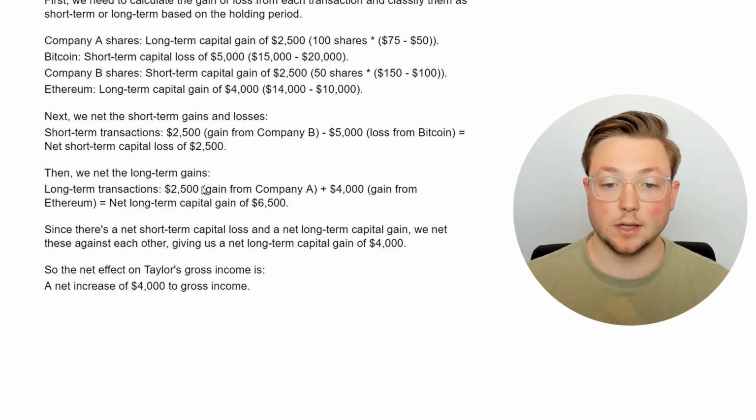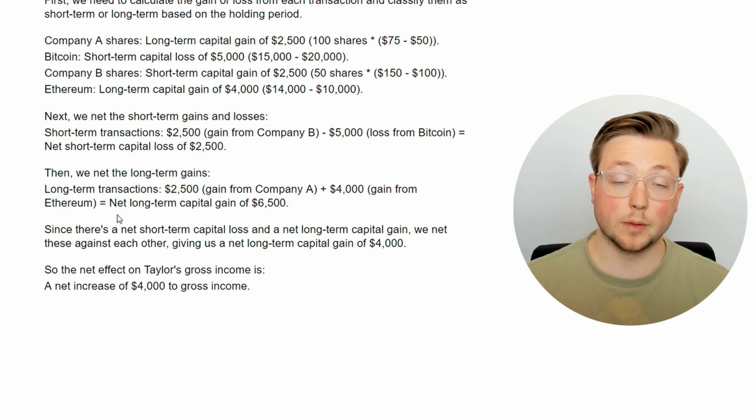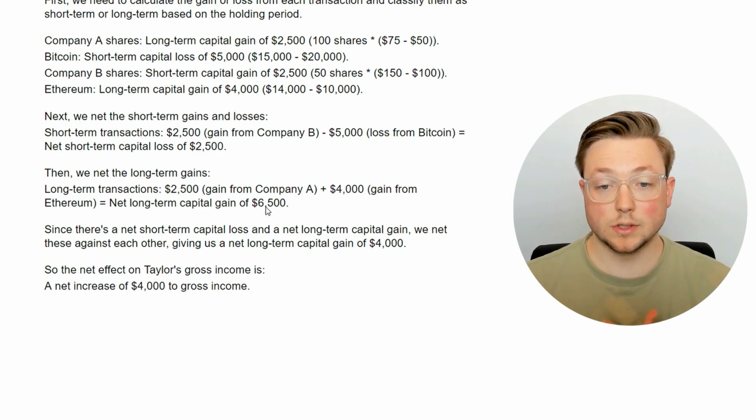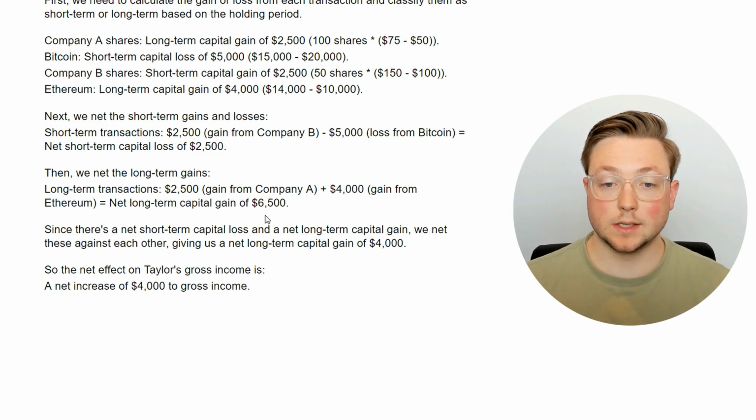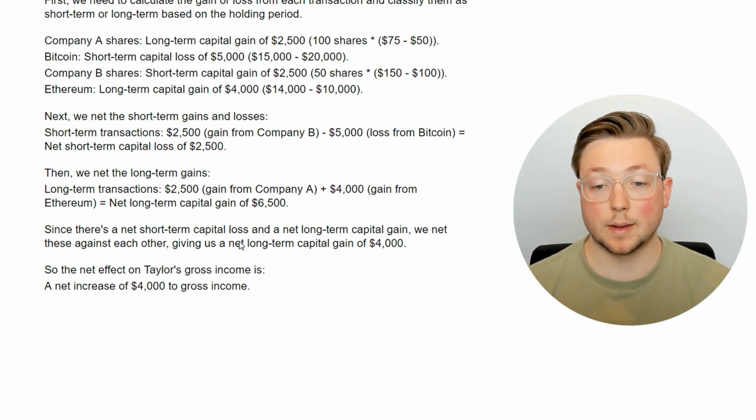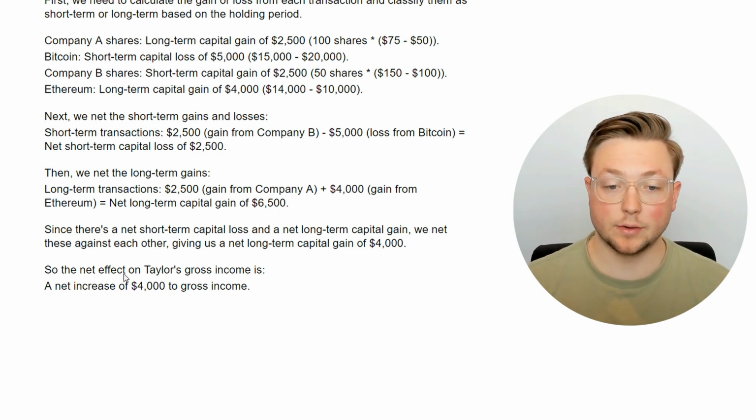And then you net the $2,500 long-term gain from Company A and the $4,000 long-term capital gain from Ethereum, and that nets to $6,500 of long-term capital gain. So you net the $6,500 of gain and the $2,500 of loss, giving you a net long-term capital gain of $4,000, and that increases Taylor's gross income by that $4,000.